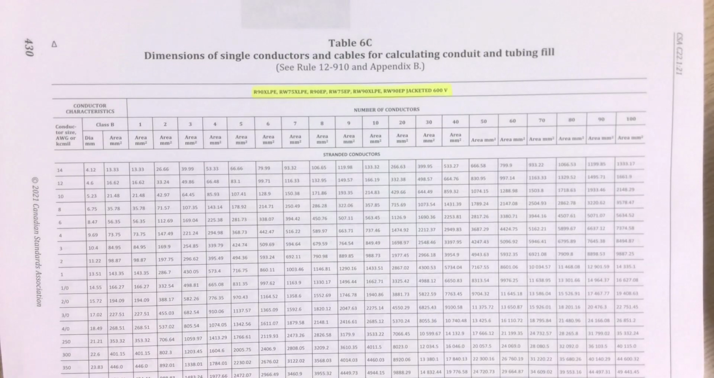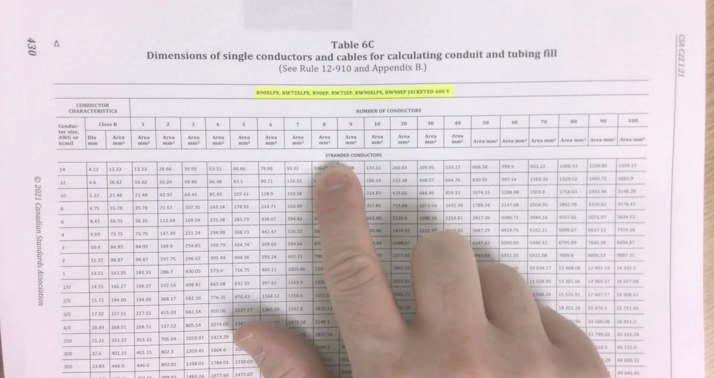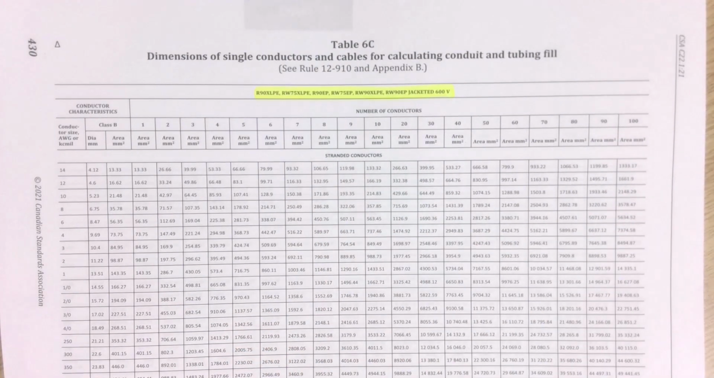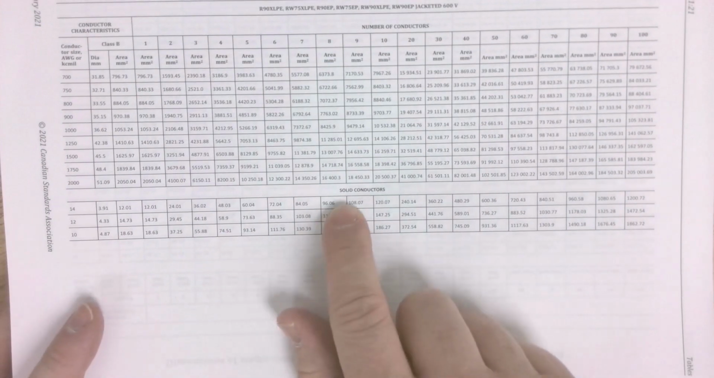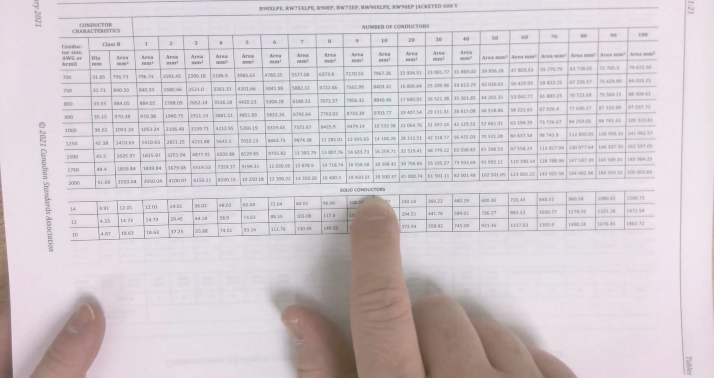Now, it said solid, but these are all stranded. So I'm going to turn the page over to page 431. And at the bottom, it's going to give me solid conductors. And I see I can have 14, 12, and 10. So, I mean, that obviously makes sense based on what we saw in the 12-900.